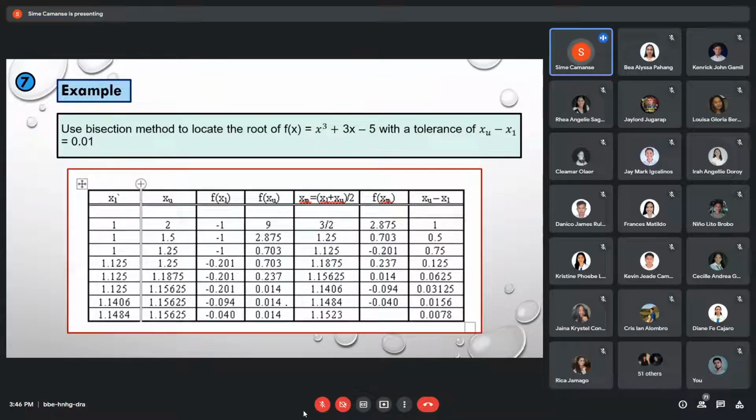You should really understand this, so I'll give an example so you know how to program it. For example, we have an equation and we use the bisection method to locate the root of the function of x. With the tolerance specified, XU minus XL should be just 0.01 as the limit. Okay?